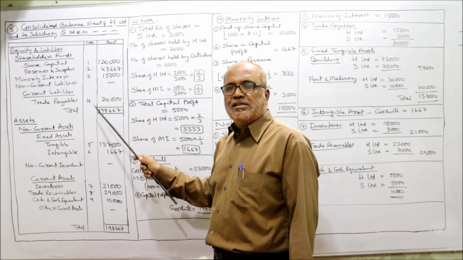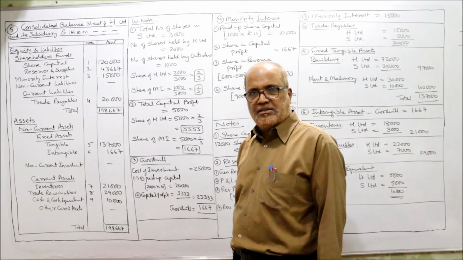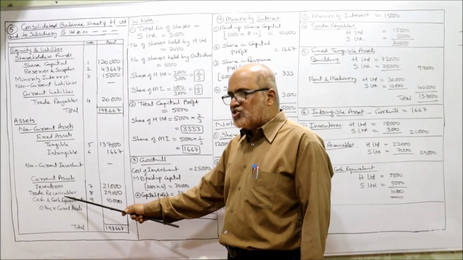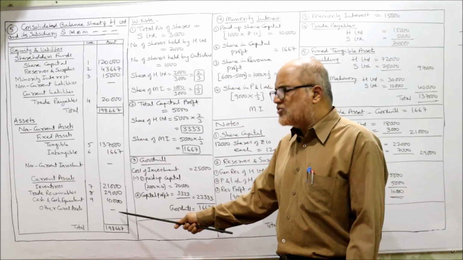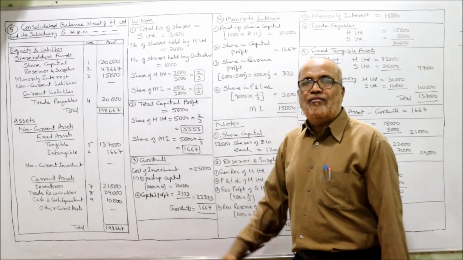This is the total of liabilities. Asset side, non-current assets, fixed assets, tangible 5, intangible 6. Then non-current investments are not there. Current assets are inventories, trade receivable, cash and cash equivalent, other current asset if we have. Otherwise we put a dash. This is the format, the blank format we have taken.